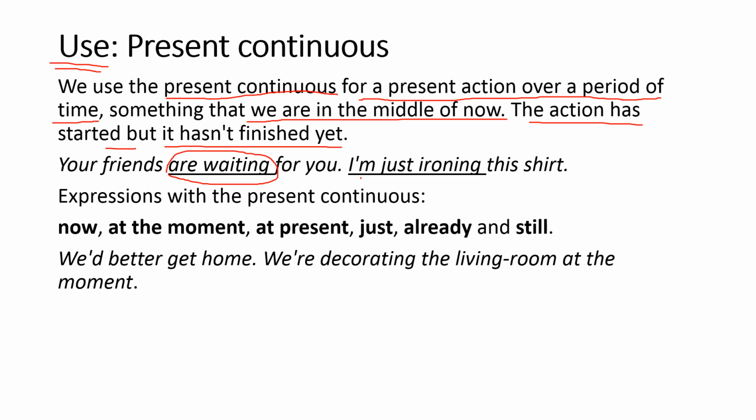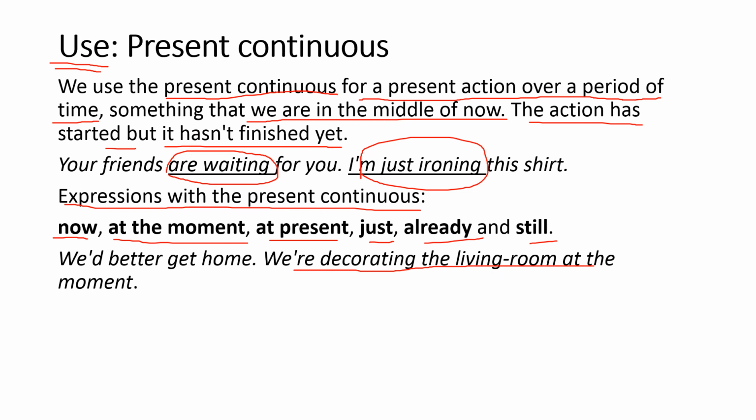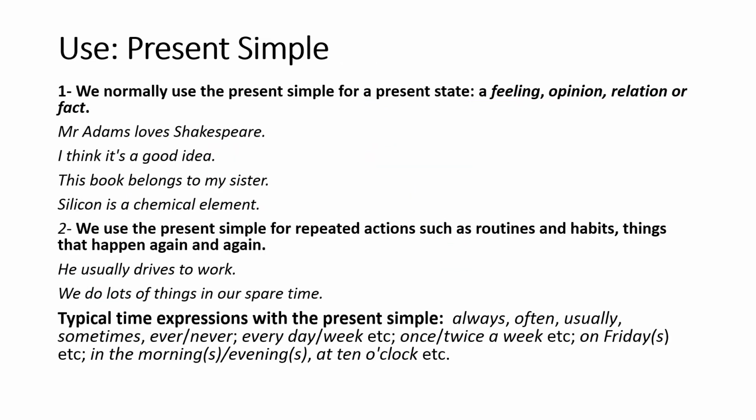Another example, I am just ironing this shirt. This means that you are in the middle of this action. And these are some expressions which we use with the present continuous. What are these expressions? We use the present continuous with expressions such as now, at the moment, at present, just, already, and still. This is an example. When we say, we'd better get home, we are decorating the living room at the moment. Okay, so at the moment is a typical expression which we use with this tense, the present continuous.